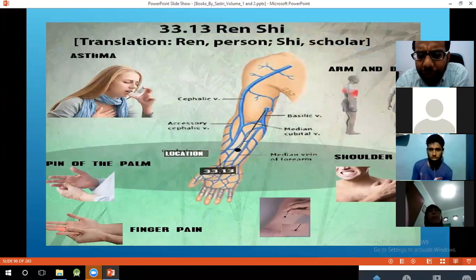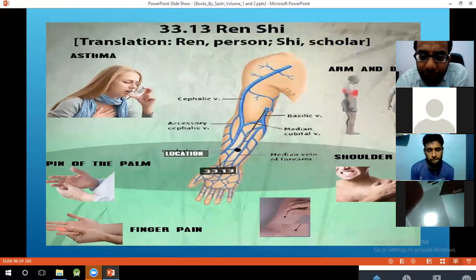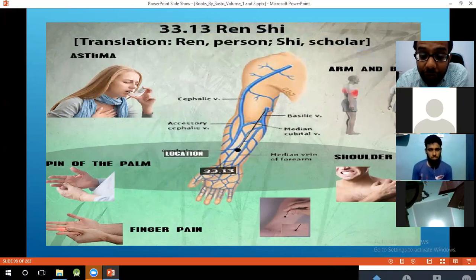So 33.13 is a very good point. It's in the pericardium channel, and it helps you recover from a large number of problems, especially in the shoulder joint. Combine 33.13 with GB34 and kidney 3 on the non-affected side. So on the affected side you take 33.13, and then kidney 3 has to be used on the healthy side. If you combine this, you get very good results.